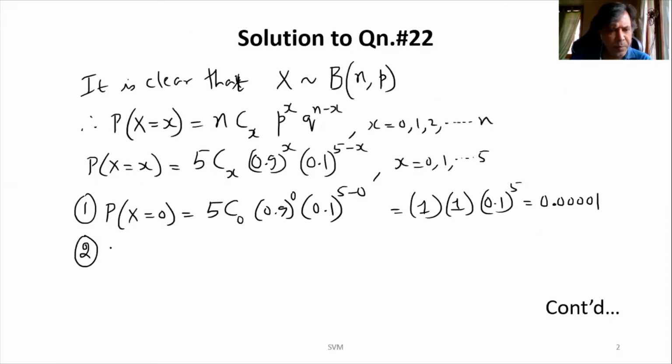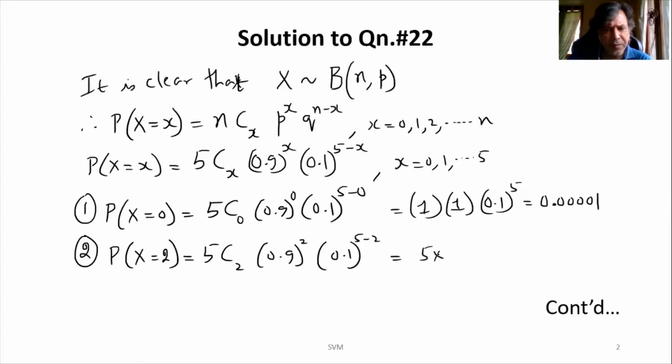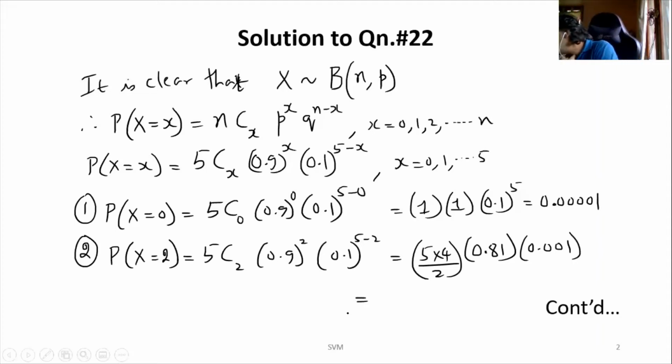Second question. 2 projects in time. So what is probability of X equal to 2? Wherever small x is there in this function, substitute small x for 2. So 5C2, 0.9 to the power of 2, 0.1 to the power of 5 minus 2. 5C2 means it is 5 into 4 divided by 2. 0.9 square is 0.81. Then this is 0.1 to the power of 3, so it is 0.001. If you calculate this, how much do we get? This 5C2 will be 10, isn't it? So we have now 0.0081. So that is the required probability for the second question.